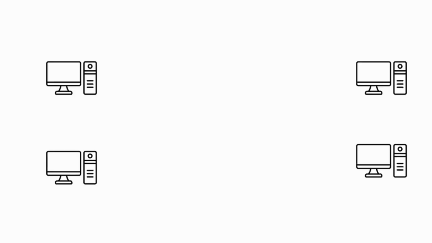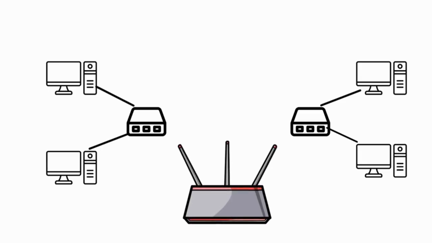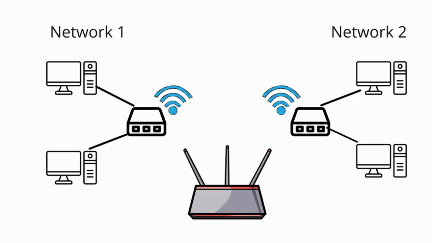Here I have built a sample network to see exactly how a router works. As you can see, there are two PCs in network 1 connected to a switch and two PCs in network 2 connected to a switch as well. And then these two switches connect to the router. So that's how a router connects two different networks together.